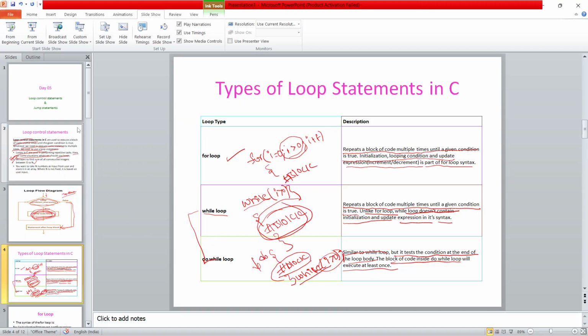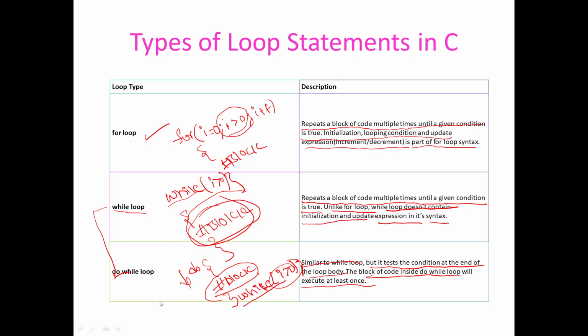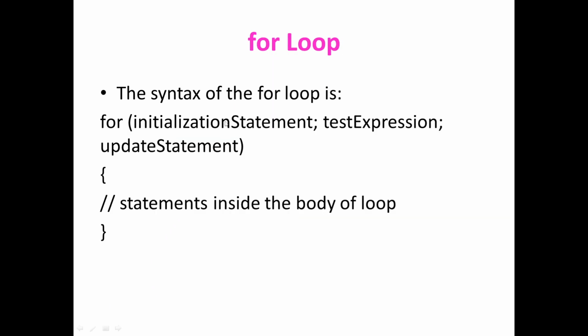At least once this particular block will be executed. Then we will see what the for loop is. Just now I told you in the for loop, we are going to initialize the statement, give the condition, and then the updation of the statement. In the for loop we have three parts. Let us take for example, for i equals 0, i is greater than 0, and i plus plus.